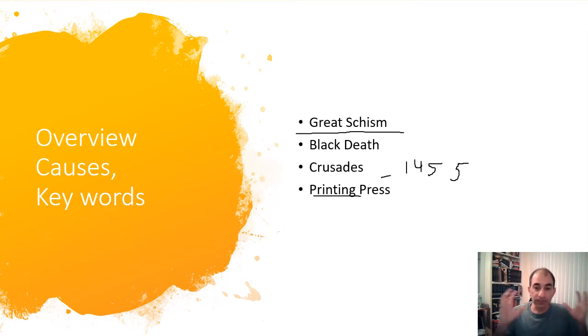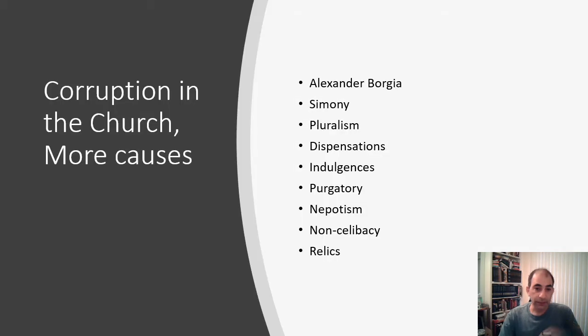So these are some broad causes of things we've talked about. Now, there are other causes as well that we haven't really touched on yet, and now I'm going to go into more detail that you want to know as well. And these are a lot of corruption in the church, right? So I kind of call these causes within the corruption of the church. We talked about this before.